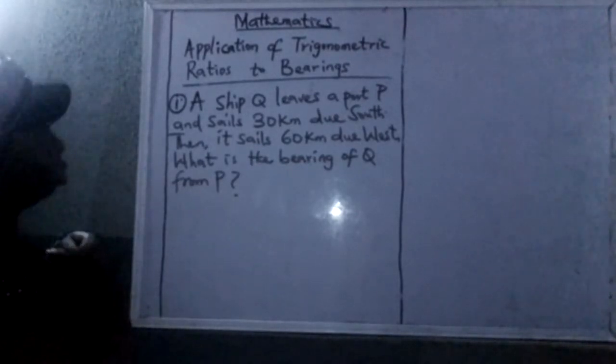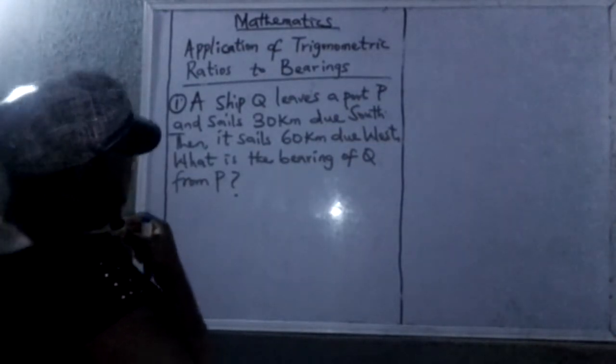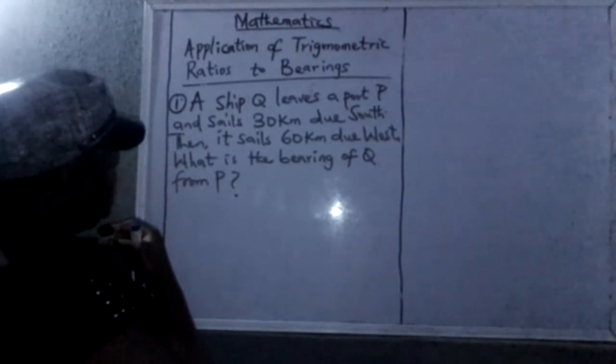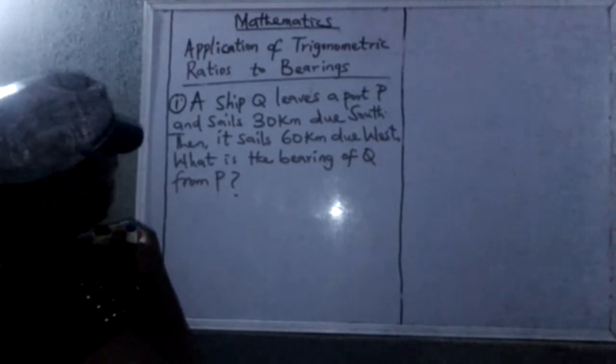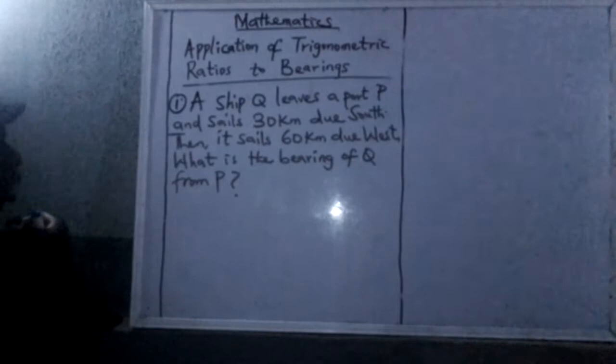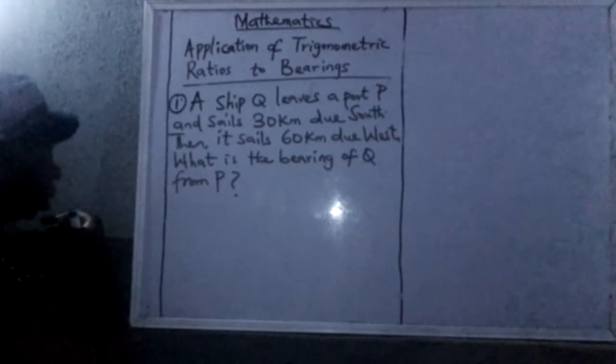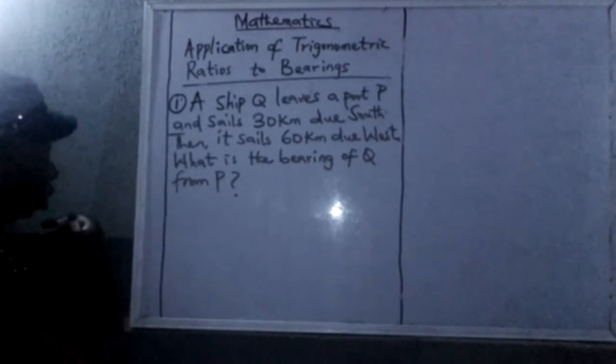Look at this question. A ship Q leaves a port P and sails 30 kilometers due south. Then it sails 60 kilometers due west. What is the bearing of Q from P?